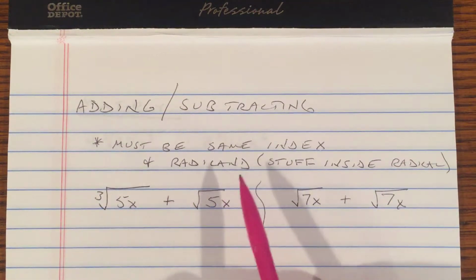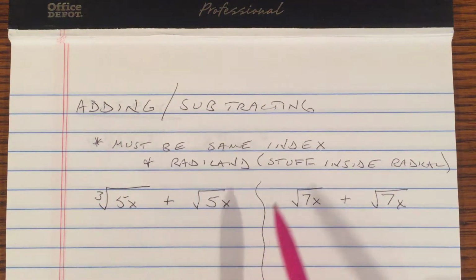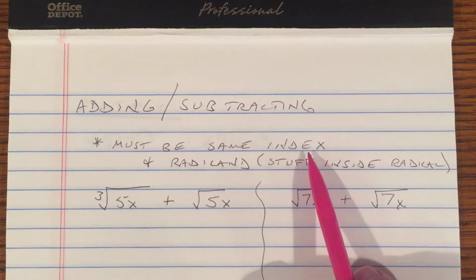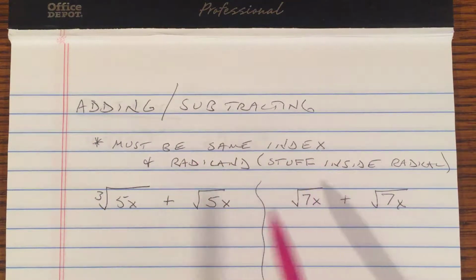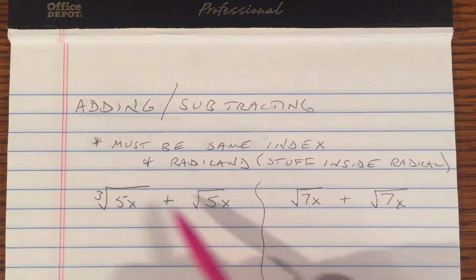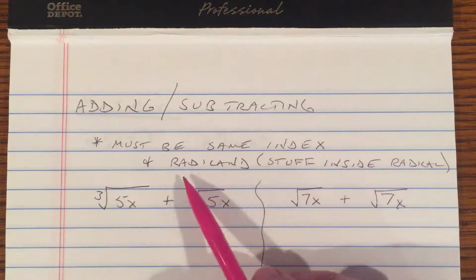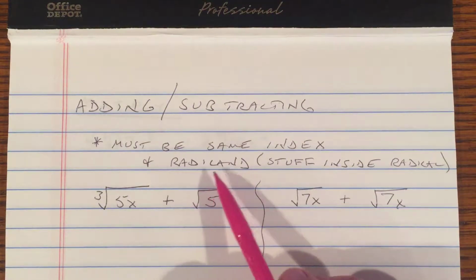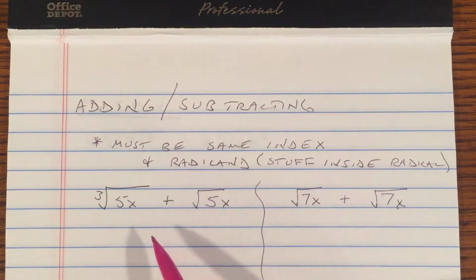Okay, so to add or subtract, combining anything, they must be the same index, which is the root, or the little number inside. So the index number is the little number, and those things must be the same, and the stuff inside, the radicand, has to be the same as well.